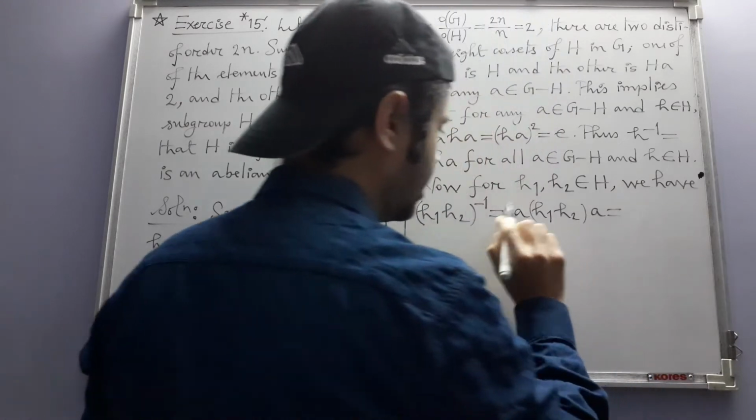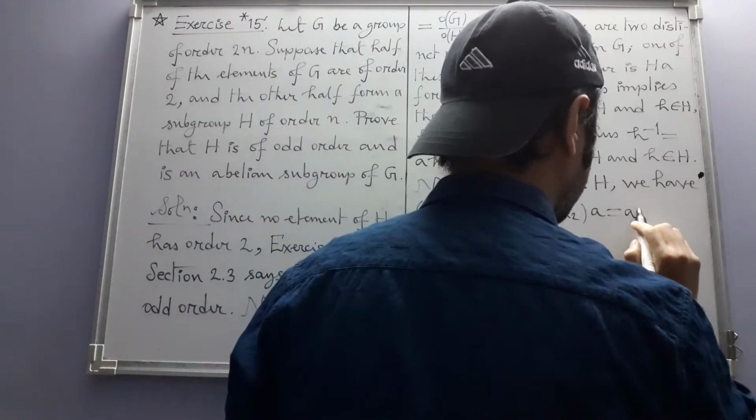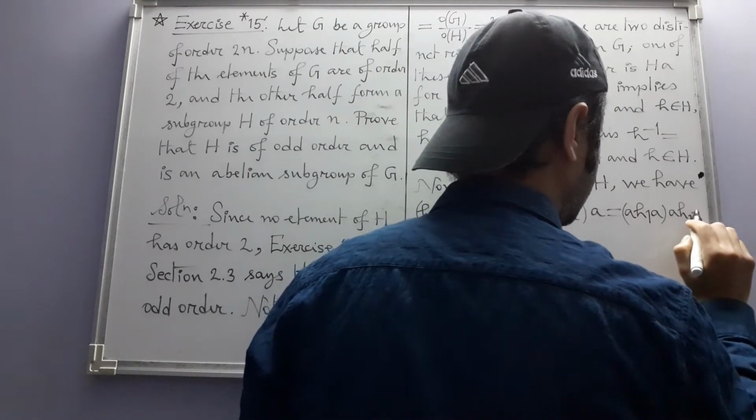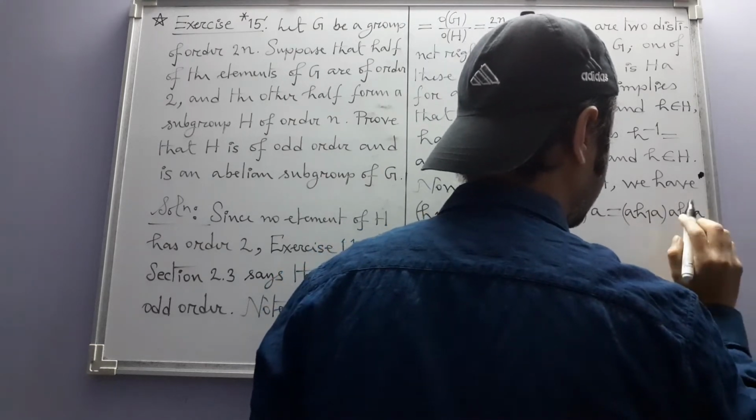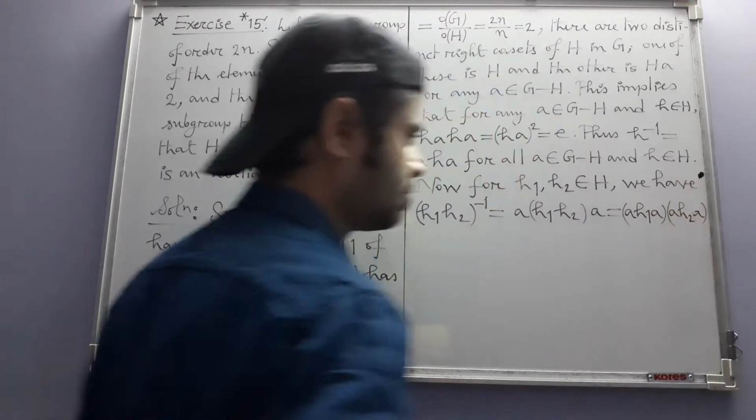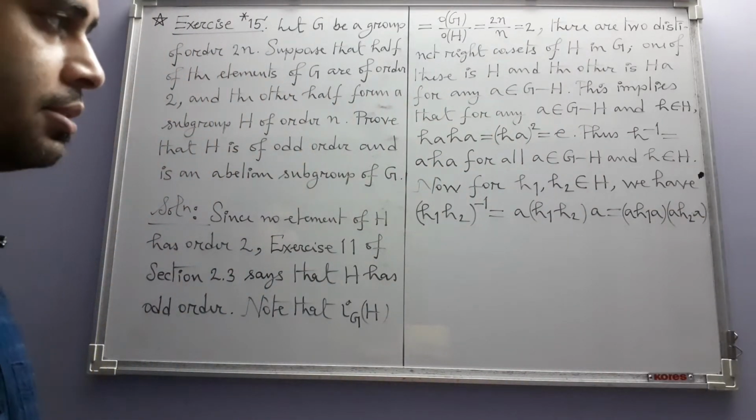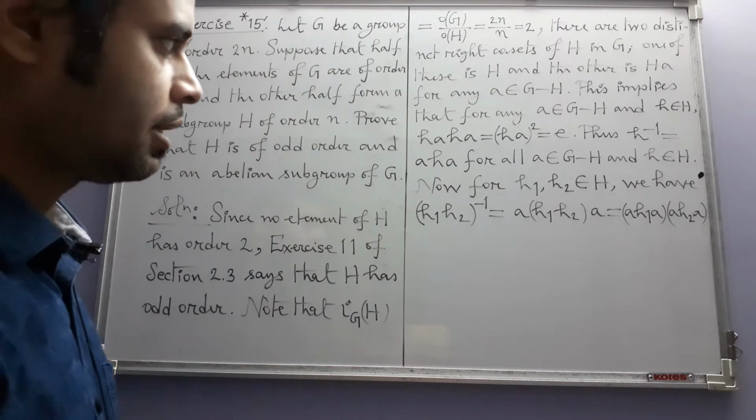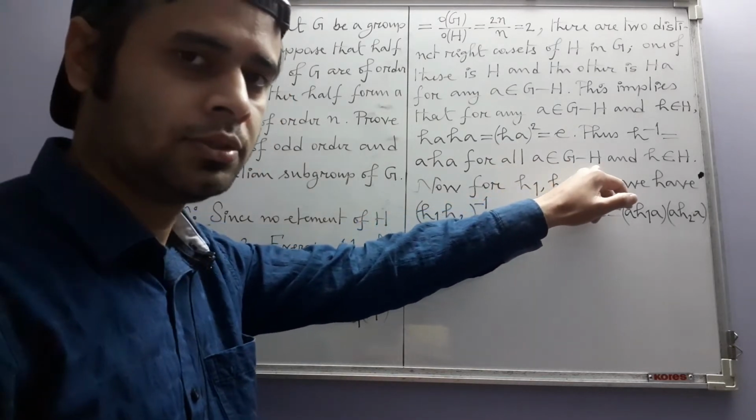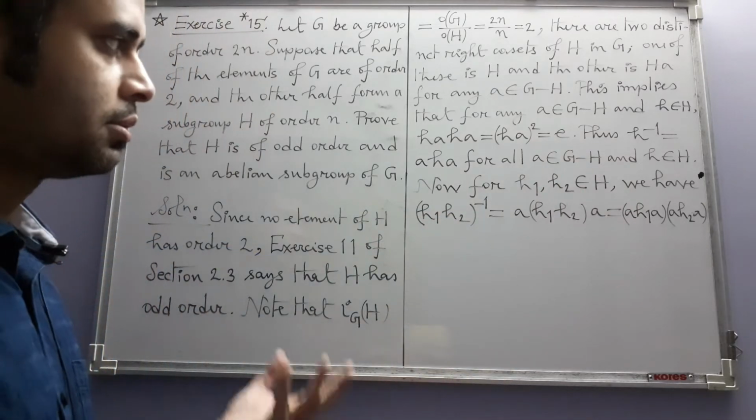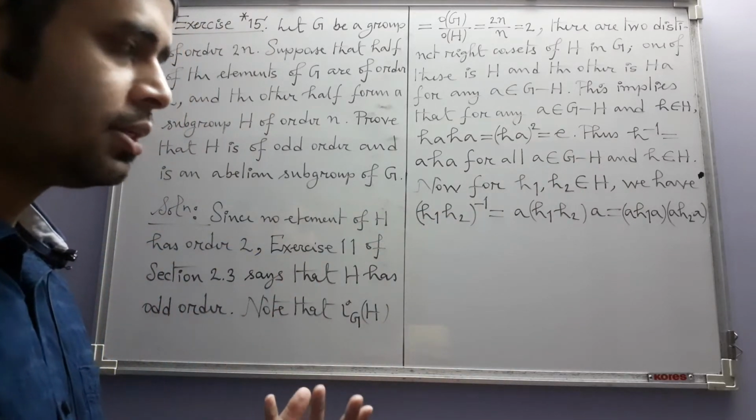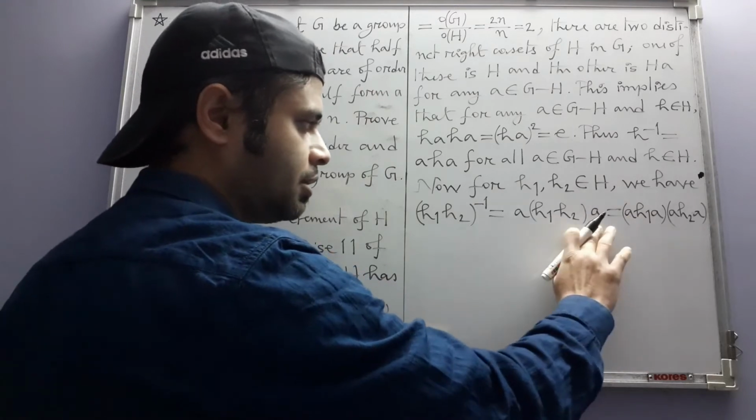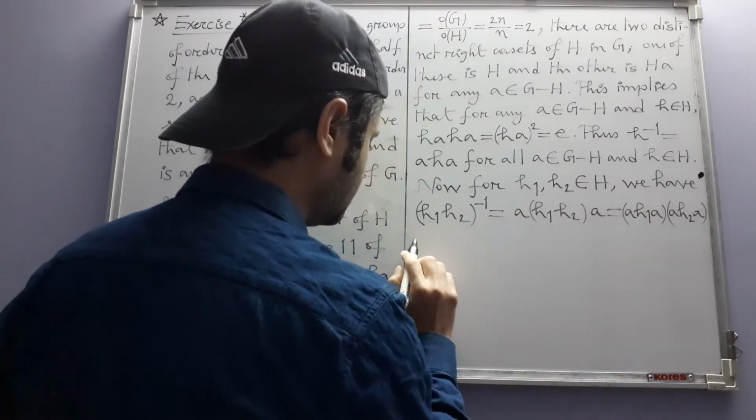Now, can I write this thing as this product, AH1A and AH2A, product of these two elements? I can, but what is the why? Because in the middle we will have A square. And A is an element that is not in H. That means A has order 2, because the elements that are not in H are precisely the elements that have order 2. So A square will be identity and it will vanish, leaving us with this. So we have got this.